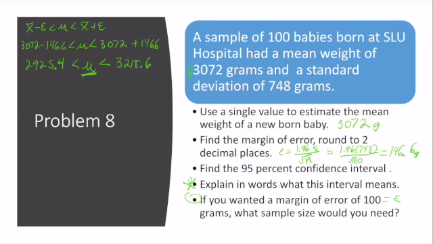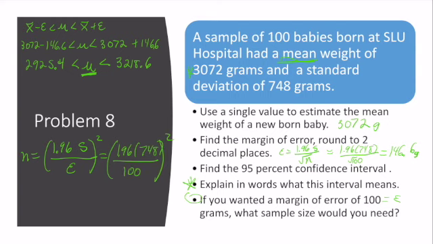Now there's 2 equations, one for proportions to calculate the sample size and one for means. We are looking at means, and the equation for that is going to be n equals 1.96 times s. That s should give it away, right? Populations, proportions don't have standard deviations. Over our error, over our error squared. So I have 1.96 times 748 over 100 squared.